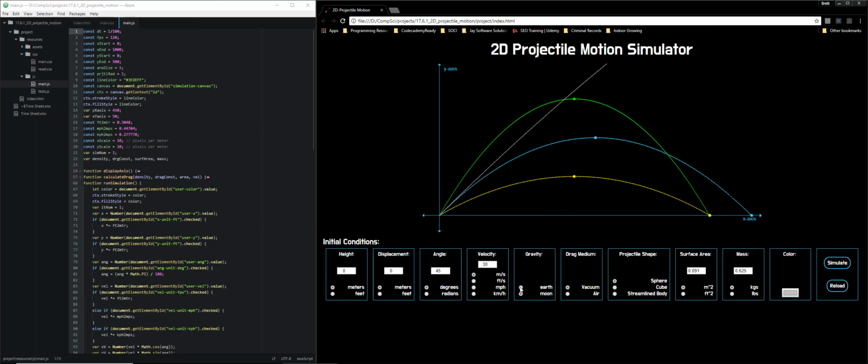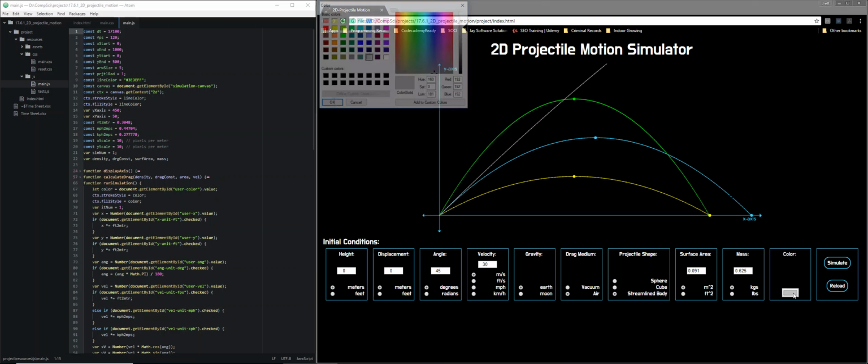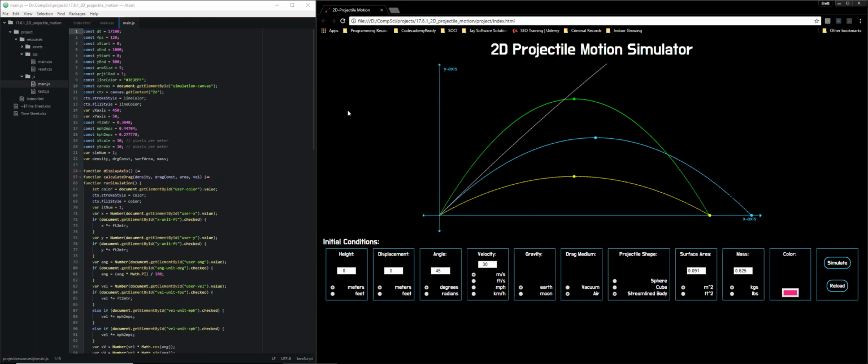All right, so now we'll go back to Earth and we will start introducing some air resistance. So here we have a drag medium of air. We're actually going to do a streamlined body for our first example here, and we will change it to a nice pink color. So what we're going to expect is at first it's going to follow along this turquoise line, and as it starts to slow down due to the new drag force, it is going to be a little bit shorter. The maximum height's not going to be quite as high, and the displacement will not be as great as it was in the original 45 degree in the vacuum.